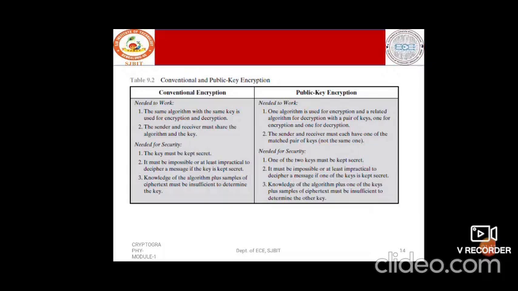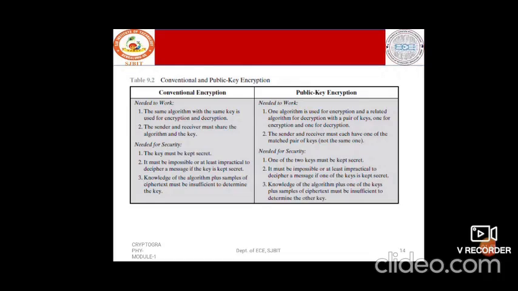In case of conventional encryption, what is needed for security is that the key must be kept secret. It must be impossible or at least impractical to decipher a message if the key is kept secret. Knowledge of the algorithm plus samples of ciphertext must be insufficient to determine the key. Whereas in case of public key encryption, one of the two keys must be kept secret. It must be impossible or at least impractical to decipher a message if one of the keys is kept secret. Knowledge of the algorithm plus one of the keys plus samples of ciphertext must be insufficient to determine the other key.